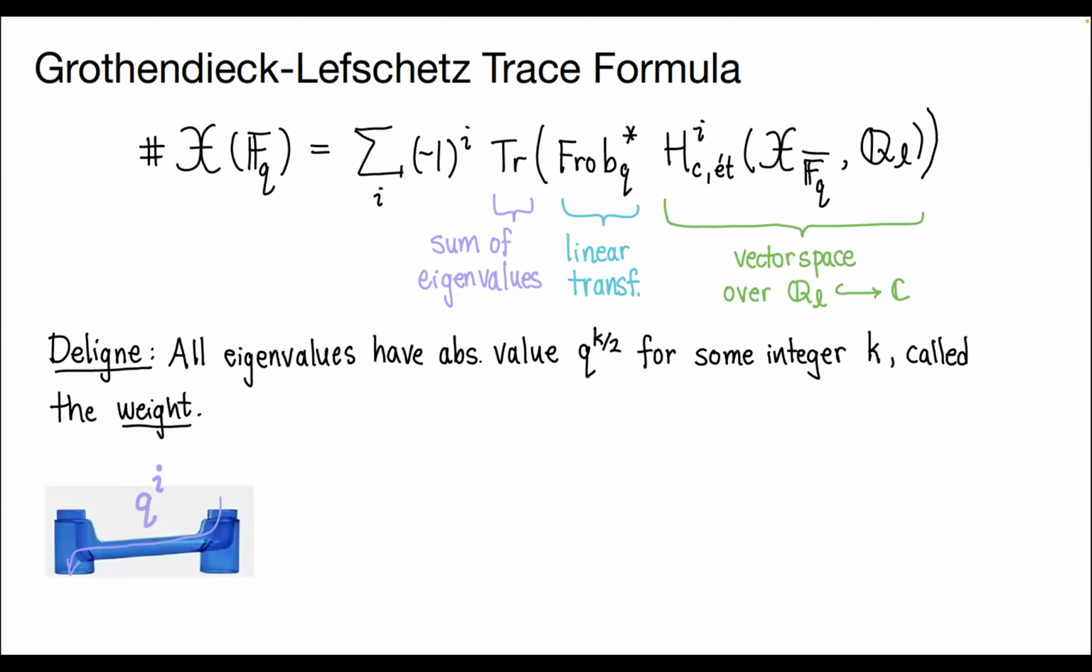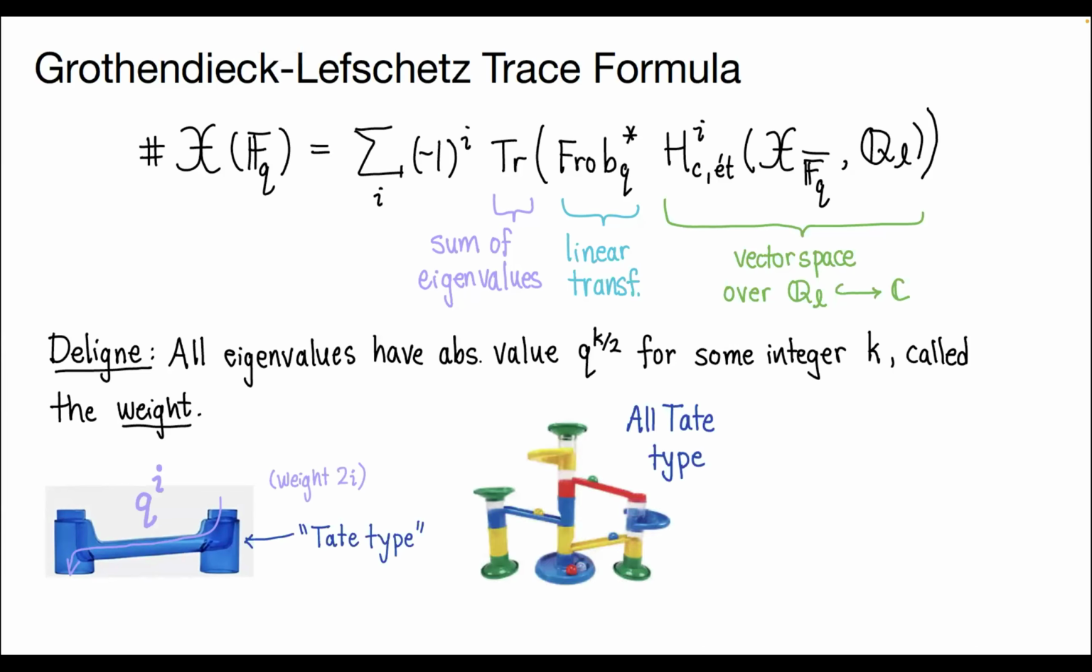So one possible eigenvalue that we could have would just be a power of q. So q to the i would be considered weight 2i. And these pieces of the cohomology where the eigenvalue is a power of q are called Tate type. So then I think you'll see that if all of the cohomology is Tate type, then when you take the trace, you will just be adding up a bunch of powers of q. And so you'll find that the point count over F_q is just a polynomial in q.